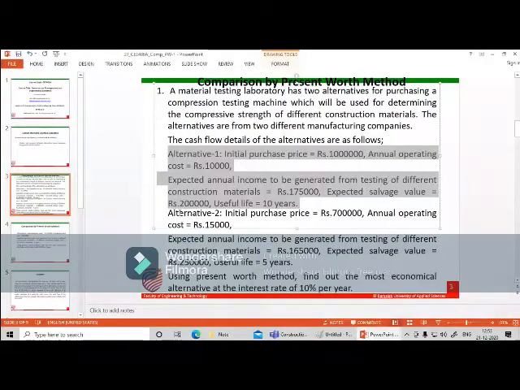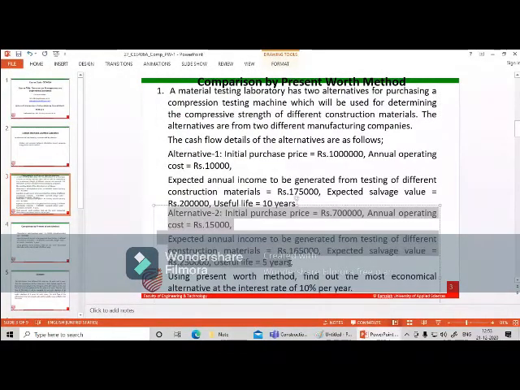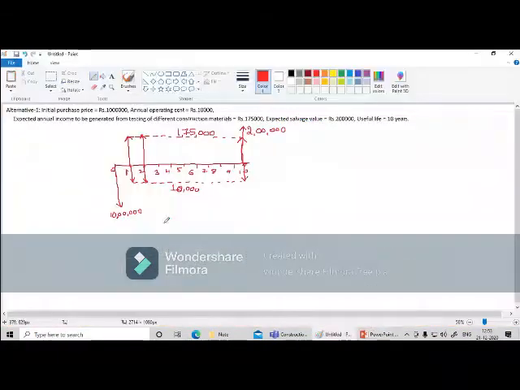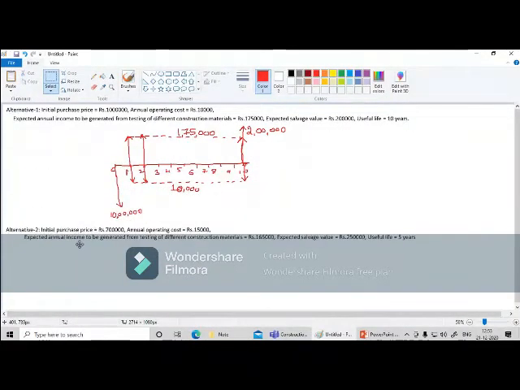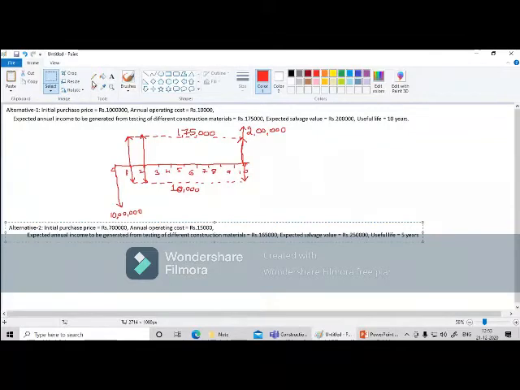Okay, so I'll take one more data. See, this is alternative 2. In the same way, I'll draw the cash flow for it. So along with me, you also draw the cash flow on your own.